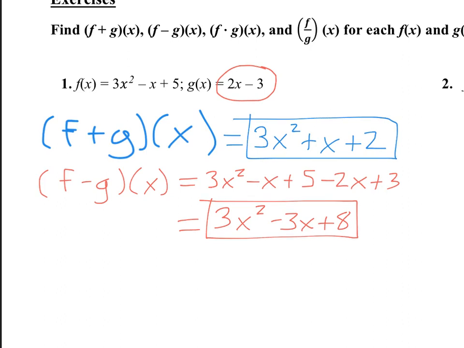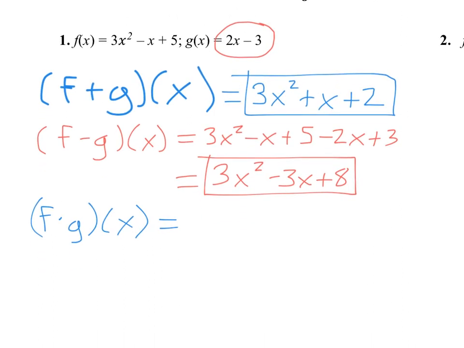All right, now I'm going to find the product. This is probably the most difficult of the four of them. So f times g of x. All right, so I'm going to take 3x squared and multiply it to both items in g of x. So 3x squared times 2x is 6x to the third. 3x squared times negative 3 is negative 9x squared.